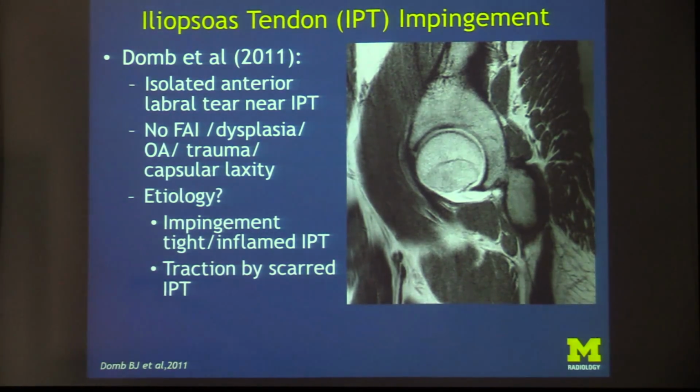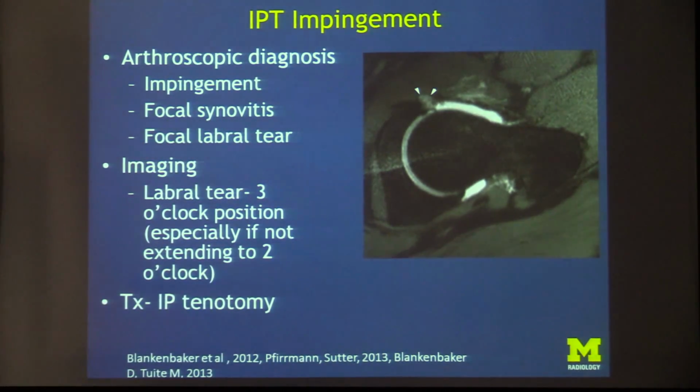The other type of iliopsoas tendon pathology I want to talk about is impingement. And when you see an isolated anterior labral tear without any evidence of FAI, impingement, dysplasia, trauma, osteoarthritis, you can consider the possibility of iliopsoas tendon either impinging on that labrum, which is just deep to it, as you can see here, tendon and labrum, or pulled by a scarred iliopsoas tendon, and that's called iliopsoas tendon impingement. Now, this is an arthroscopic diagnosis.